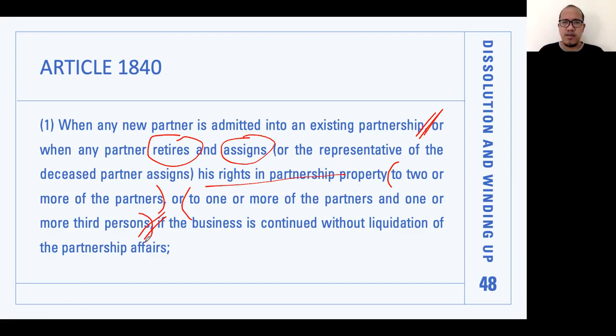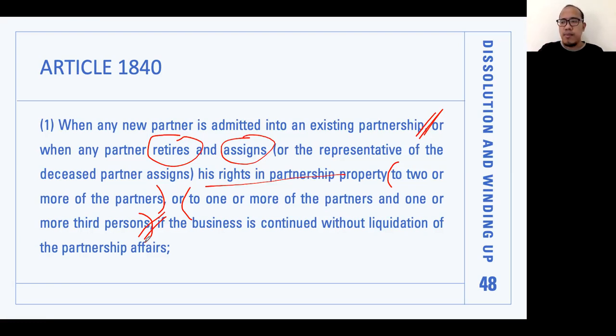Actually, hindi naman masyadong importante. Kino-complicate lang niya yung situation, pero if you will analyze it on a deeper level, kahit ano naman talaga yan, wag lang siyang mag-a-assign ng lahat sa third persons. Maaari kang mag-assign to 2 or more partners or may partners and then third persons. Pwede yun. Pero hindi maaari dito na yung assignment ginawa mo lahat sa third persons. So that's the second kino-contemplate niya. Yung kino-contemplate niya, una, may na-admit na panibagong partner. Pangalawa, may nag-retire or may nag-assign ng kanilang rights in the partnership property.